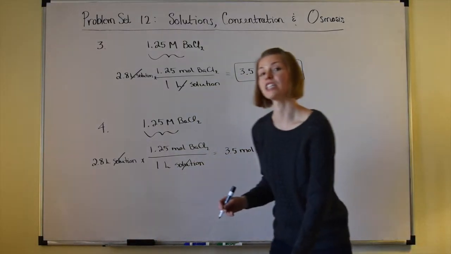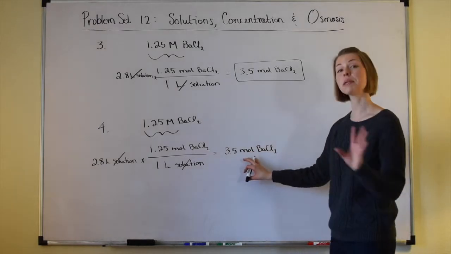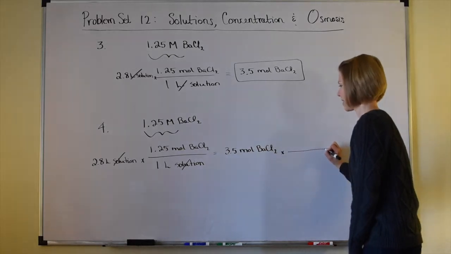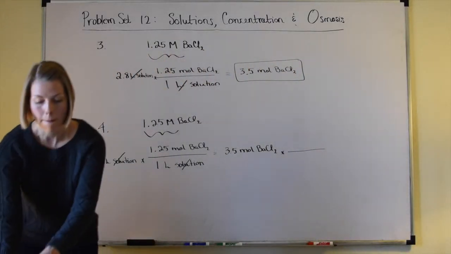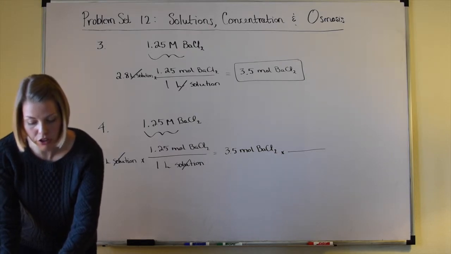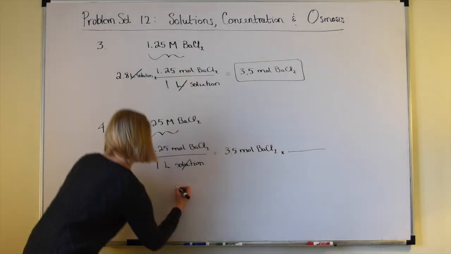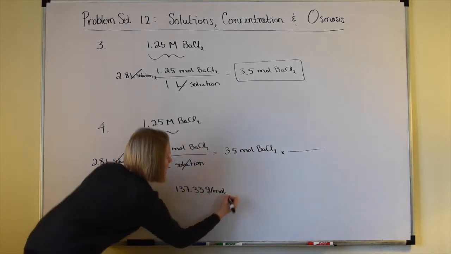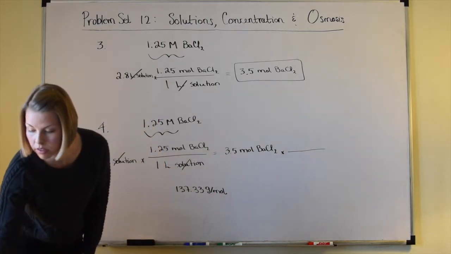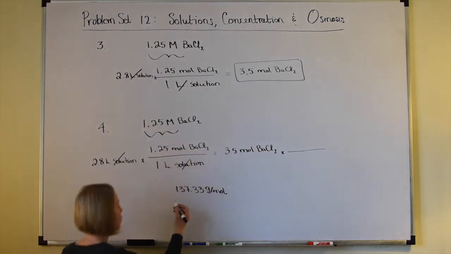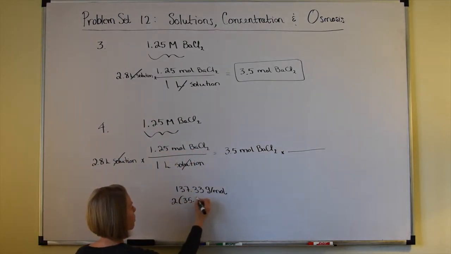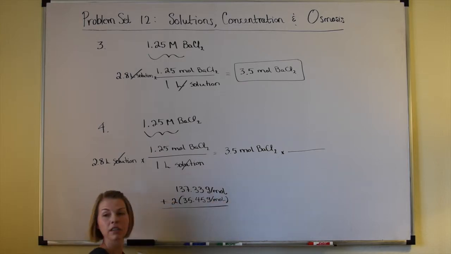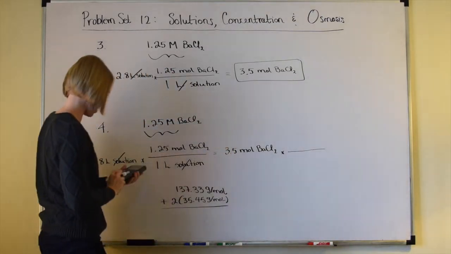Now we want to convert that into grams. How many grams? Not how many moles of barium chloride, but how many grams of barium chloride is that? We're going to need the molar mass. Okay, so go to your periodic table. Barium is 137.33. And each chloride is 35.45, but there are 2 of them. So 2 times 35.45 grams per mole. Add it all together. I'm going to use a calculator. It's way, way faster for me that way.